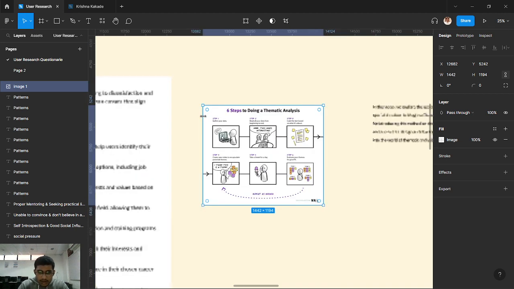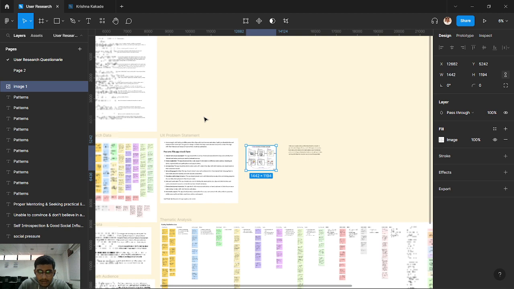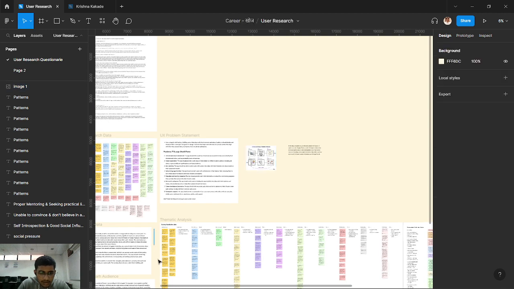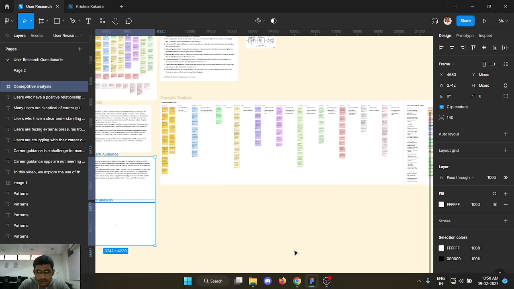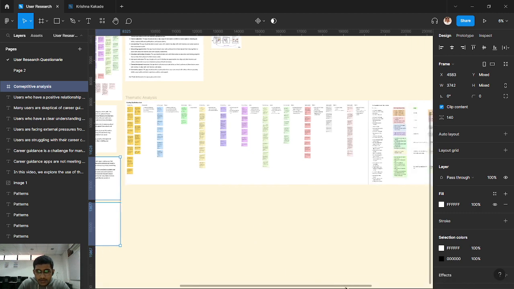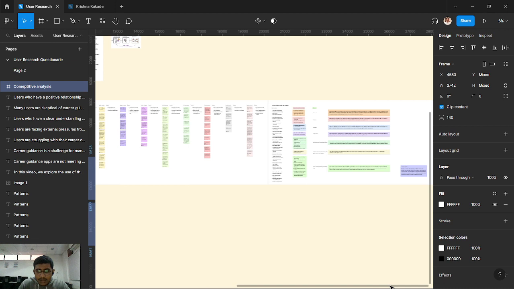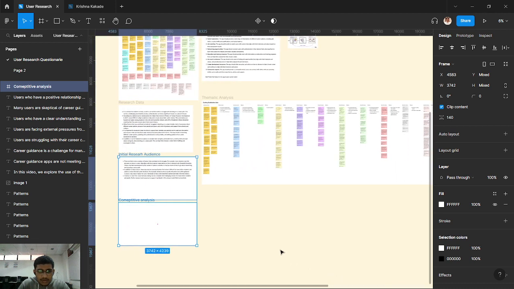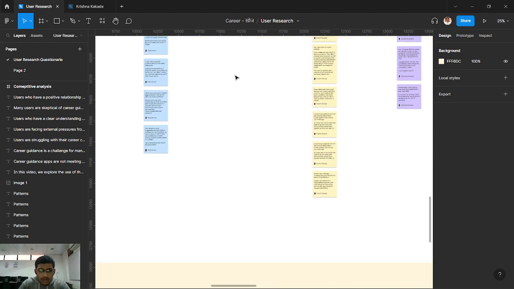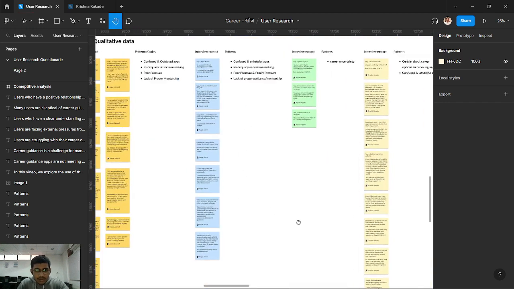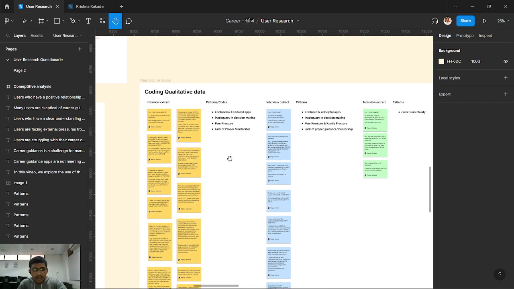I will show how I did it for my user research. You can see this is the thematic analysis frame. In this frame I did everything for the thematic analysis. I will show that right now, and I'll also try to guide you on how you can do that with your own projects.